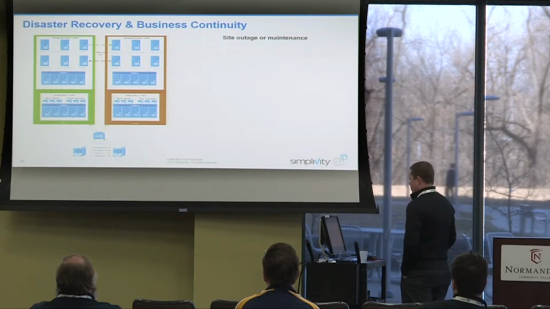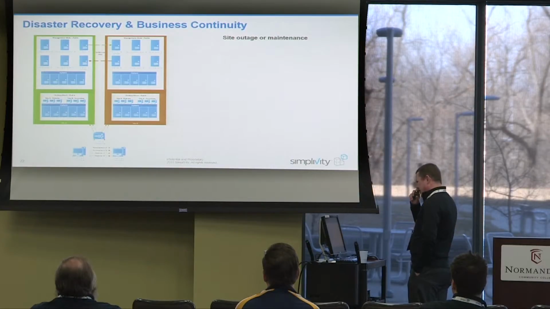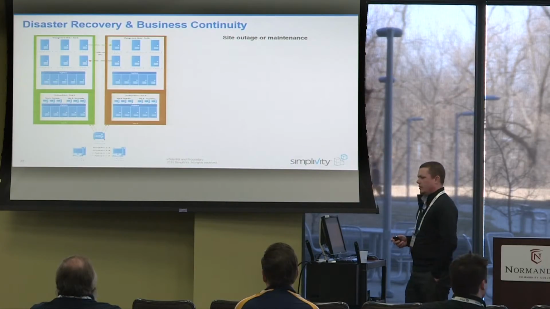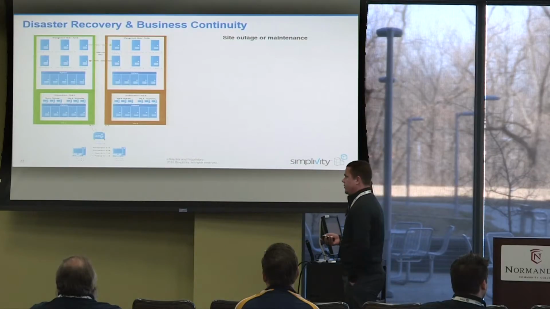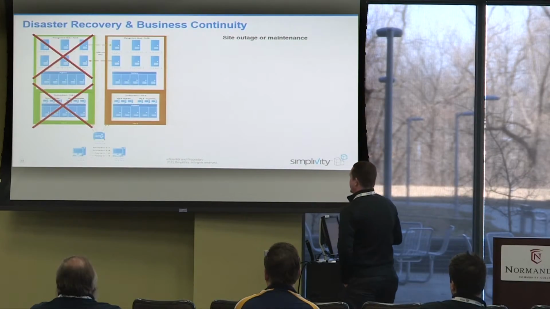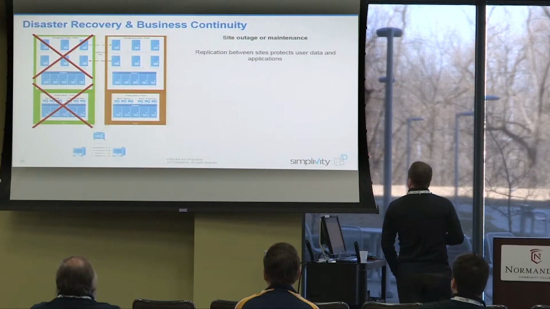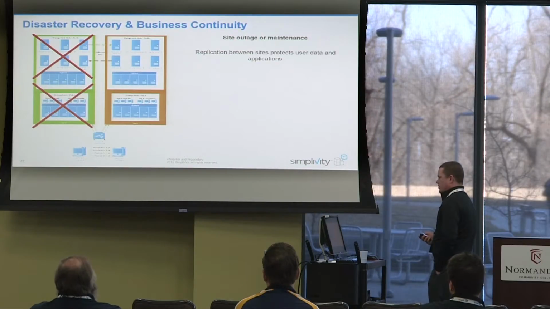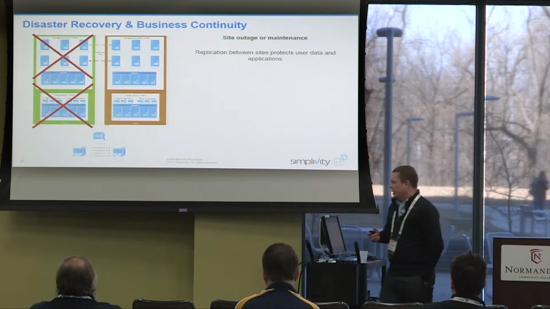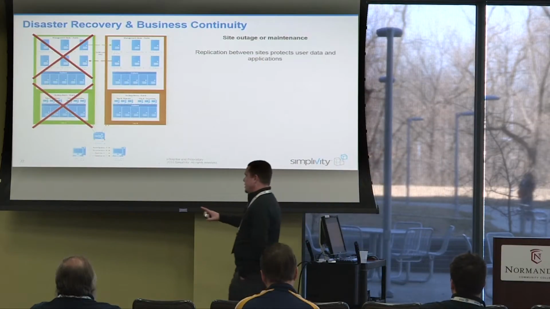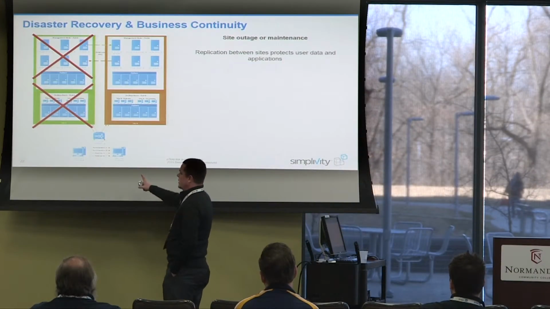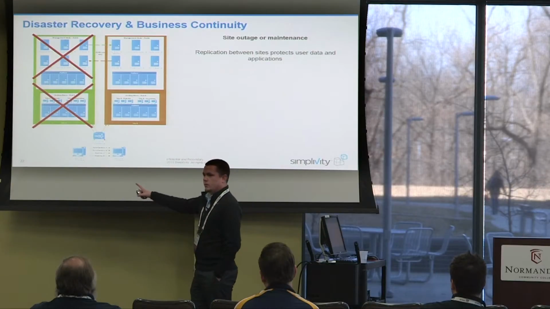So, disaster recovery and business continuity. Let's talk about BCDR in the event of a site outage. Our site A goes away. Replication between the sites protects user data and applications. This is a typical always-on kind of design, if you're familiar with the architecture.